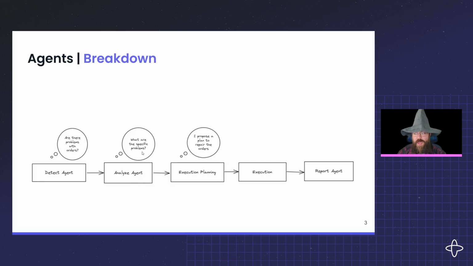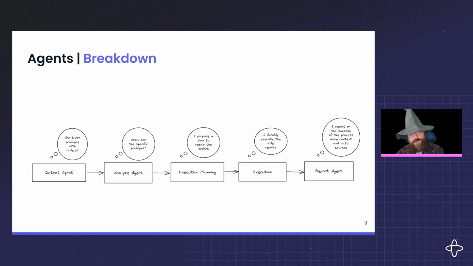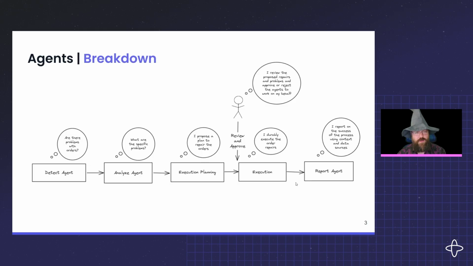Then we feed that information into an execution planning step that takes all of those analysis results and combines that with tools and proposes which tools to run for which orders to do the repairs. Then there's an execution step that executes the tools as planned by the planning step. And then there's a reporting agent, which takes all of this information, looks at the updated data in the inventory and orders databases, and gives me a report of the health of the orders and all the things that the system has done. And then there's me.